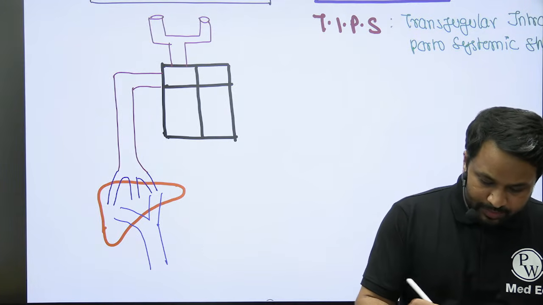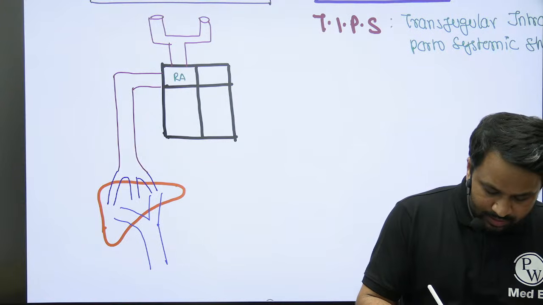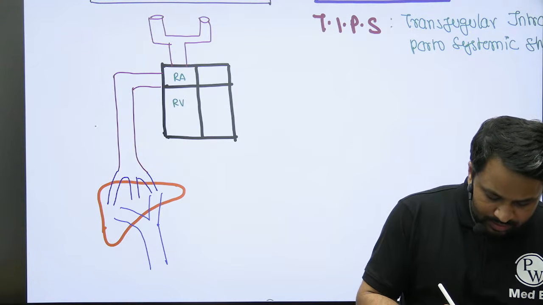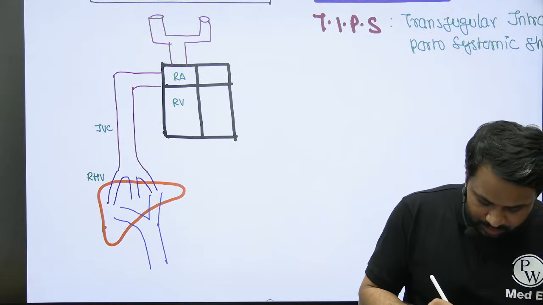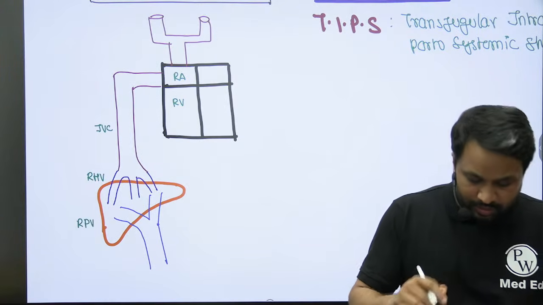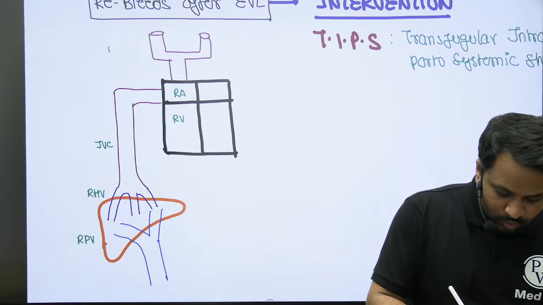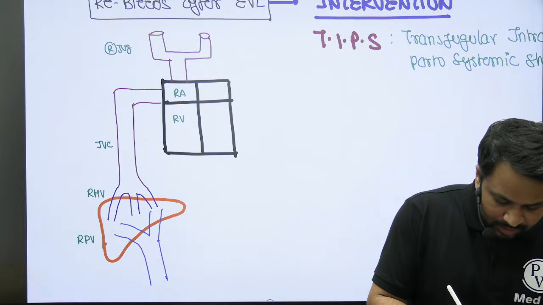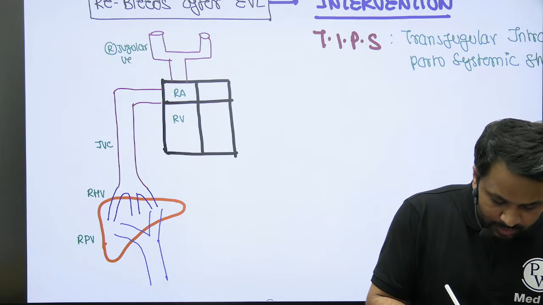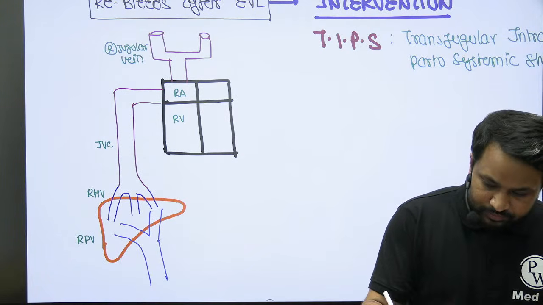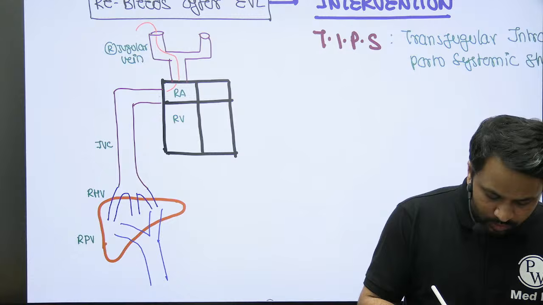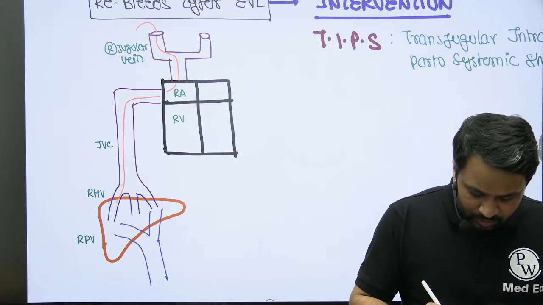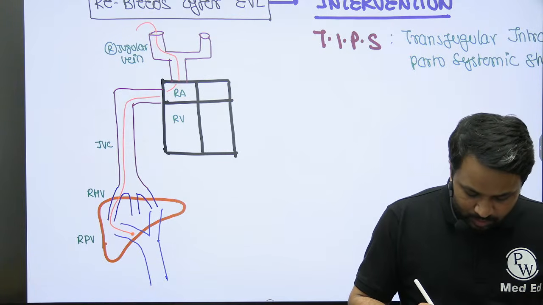So this happens to be your right atria. This is your right ventricle. This is your inferior vena cava. This happens to be your right hepatic vein, and this happens to be your right portal vein. In the TIPS, I'm going to go ahead with the right jugular vein. So what we do is, we take a guide wire. We cannulate the right jugular vein. I'm going to go into the right atria. From the right atria, I'll go into the IVC. From the IVC, I'll go into the right hepatic vein. From the right hepatic vein, I'll go into the right portal vein.